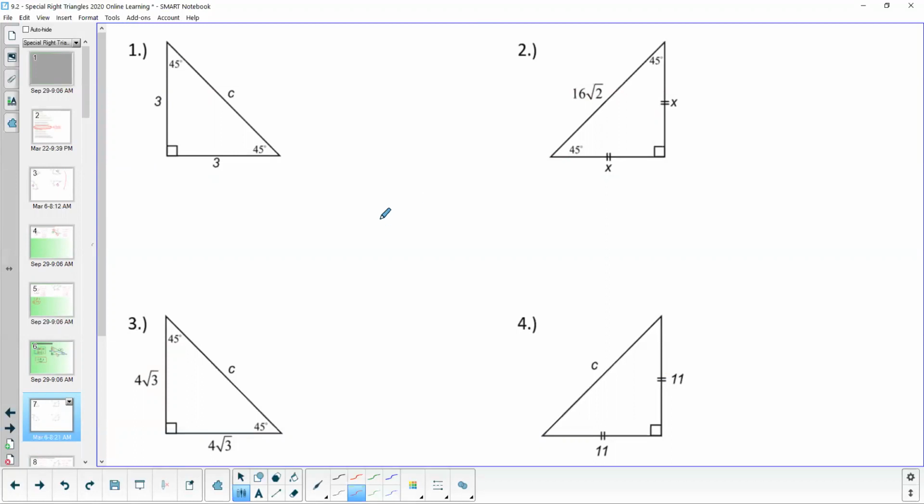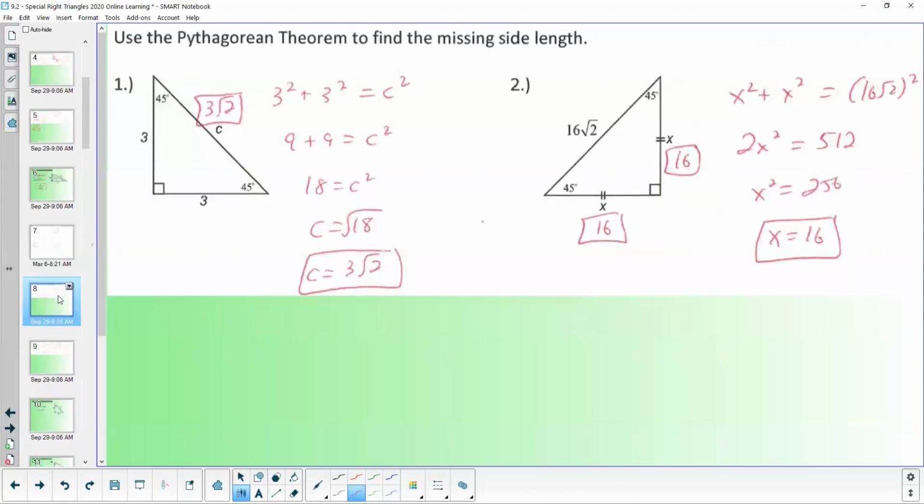Okay, so hopefully you attempted each of the 4. Number 2 was a little tricky, so if you ran into issues there, that's fine. Number 3 was also a little difficult if you're having trouble with radicals, so we can discuss each one of those. On number 1, we set up the Pythagorean theorem, 3 squared plus 3 squared equals c squared, and we solve, we end up with 3 times the square root of 2.